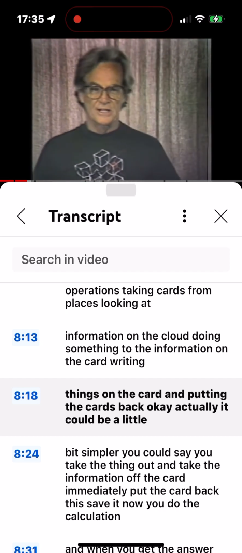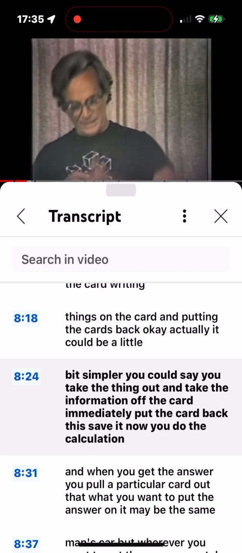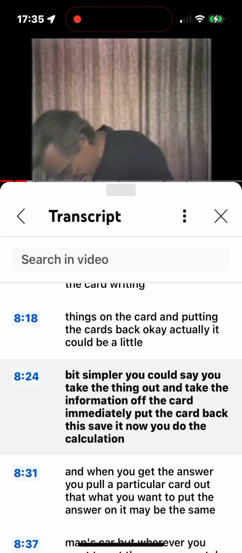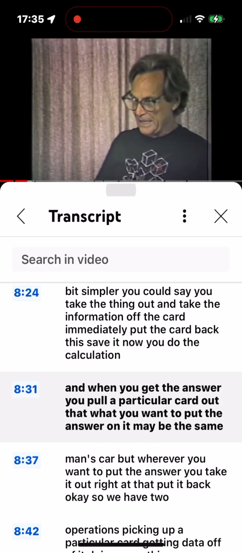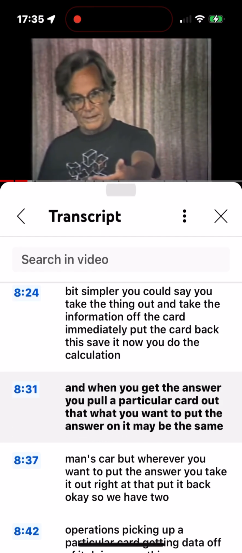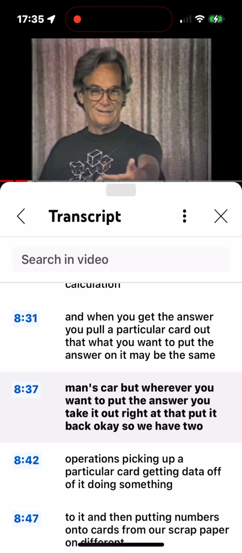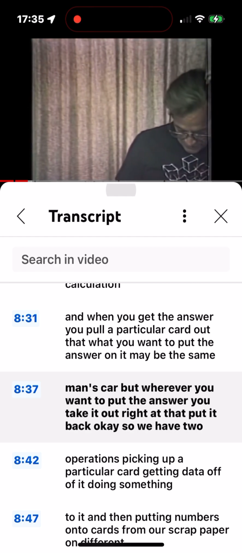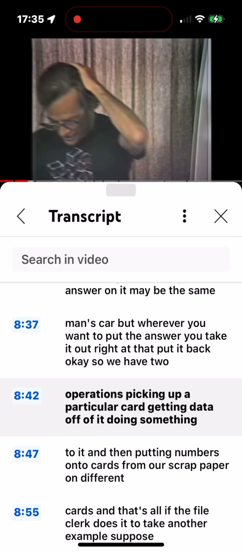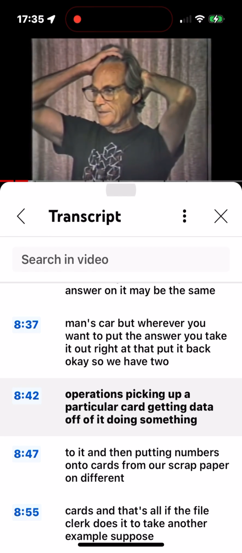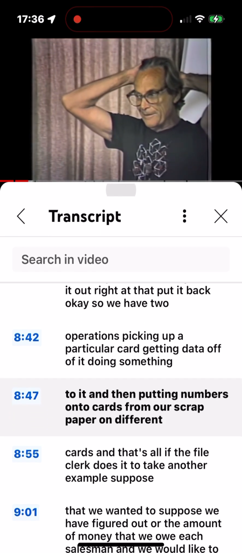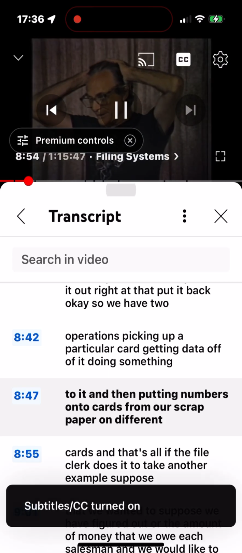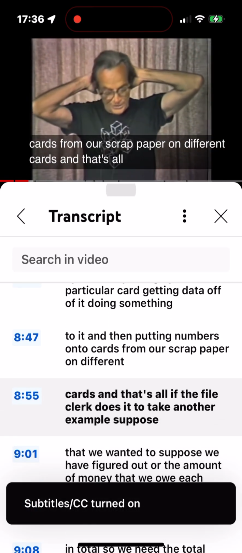Okay? Actually, it could be a little bit simpler. You could say you take the thing out and take the information off the card, immediately put the card back. Just save it. Now you do the calculation. And when you get the answer, you pull a particular card out that you want to put the answer on. It may be the same man's card. But wherever you want to put the answer, you take it out, write it down, and put it back. Okay? So we have two operations. Picking up a particular card, getting data off of it, doing something to it, and then putting numbers onto cards from our scrap paper on different cards. And that's all that the file clerk does.